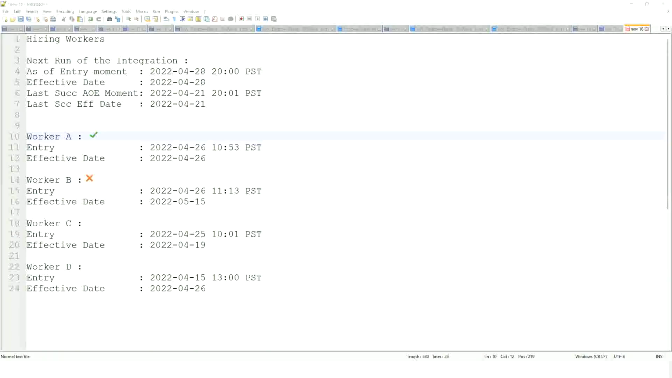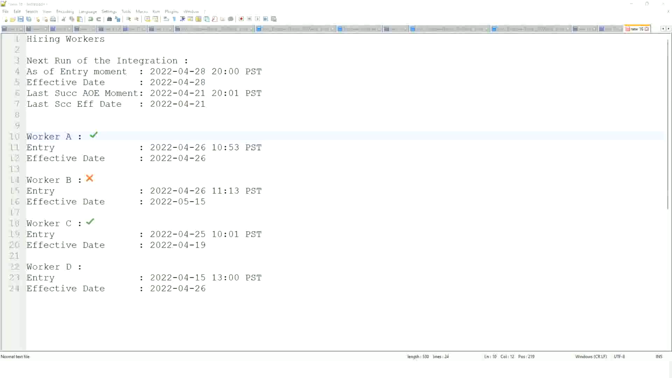Worker C, what do you think? Anybody who thinks it's a no? It's a perfectly valid thought. If you think it's a no, that's fine. The effective date of hire is in the past, which is 19th of April. That's okay. But the entry was made on the 25th of April, so we are thinking that this is going to be included.